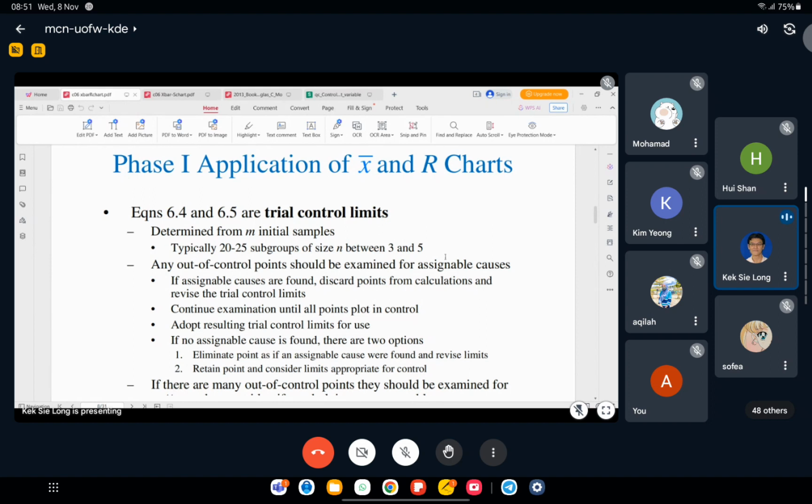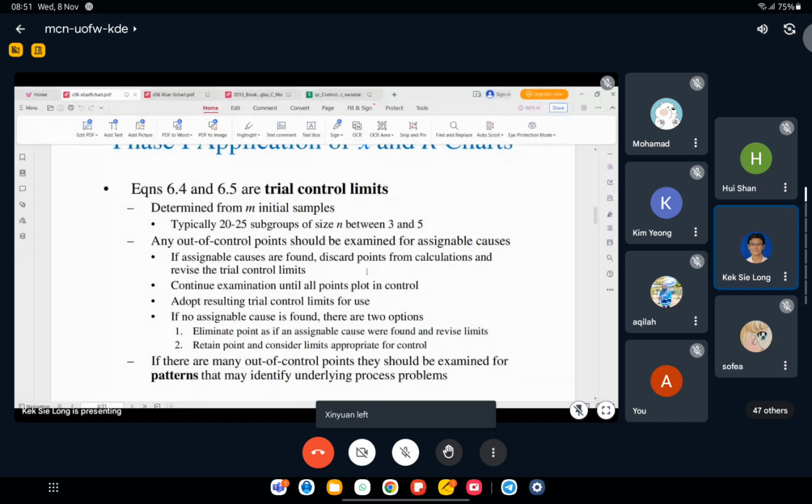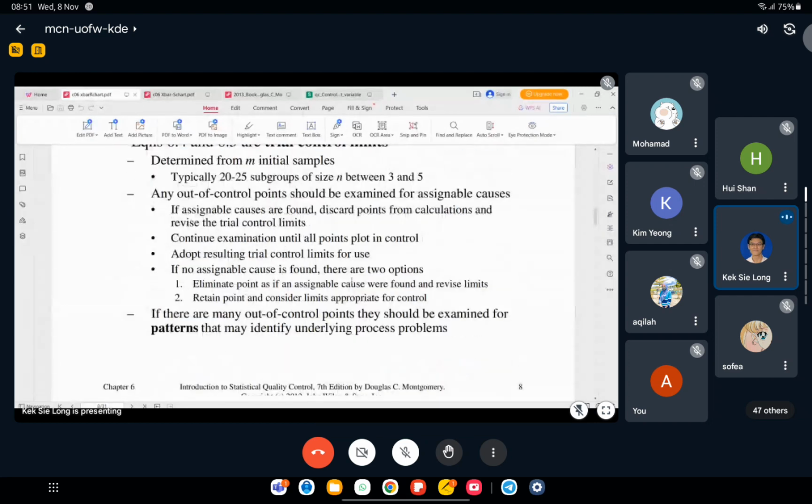When we are given a table, a set of data, then we know n equals what? Later we will try to see whether you can recognize it or not. So this is a phase 1 application of the X-bar and R chart. Later we will discuss how to plot the control chart using Excel.